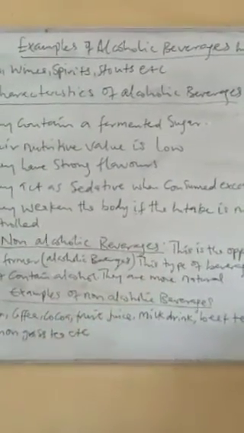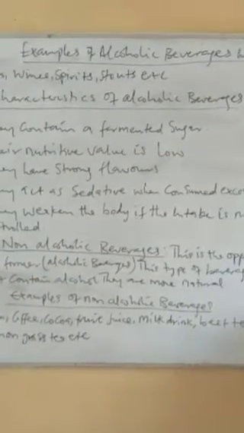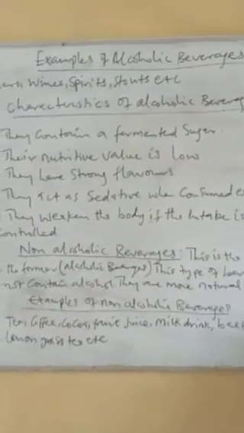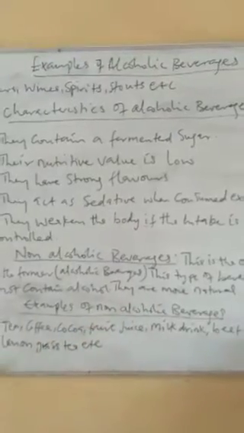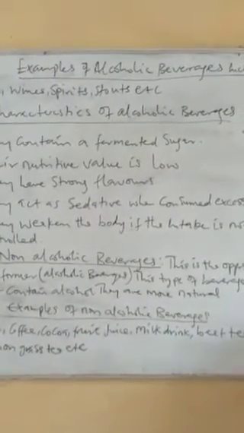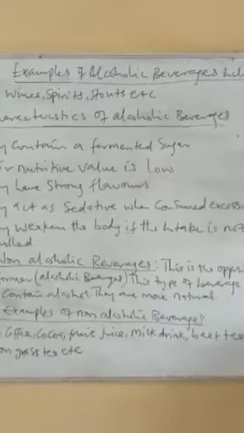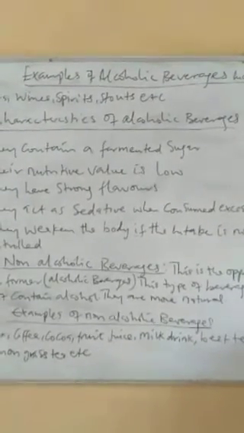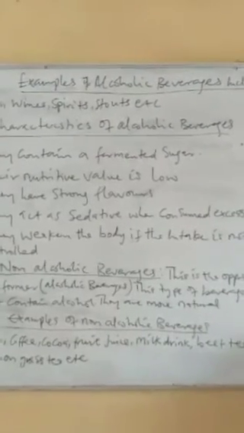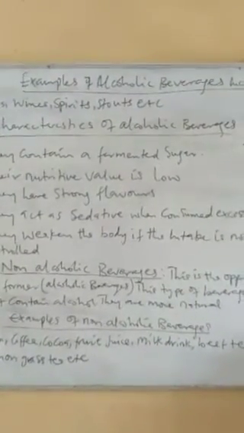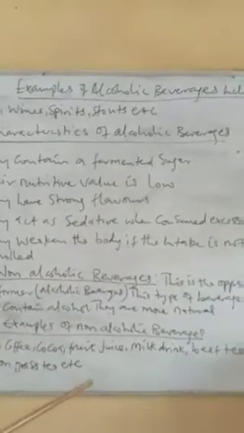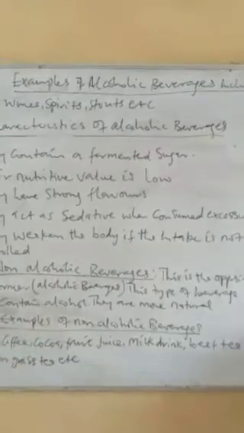This is the opposite of the alcoholic beverages. We're talking about alcoholic beverages, and we also talk about non-alcoholic beverages. This type of beverages does not contain alcohol. They are more natural, unlike the alcoholic beverages, which I said pass through some secondary fermentation. Examples of non-alcoholic beverages include tea, coffee, cocoa, fruit juice, milk drink, beef tea, lemongrass tea, and some of them.